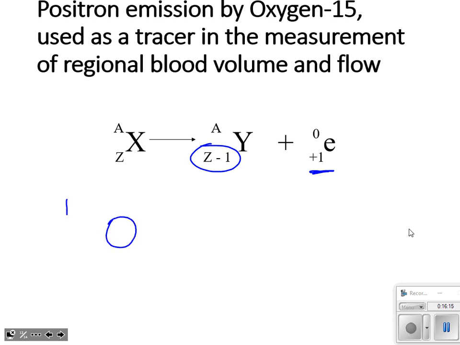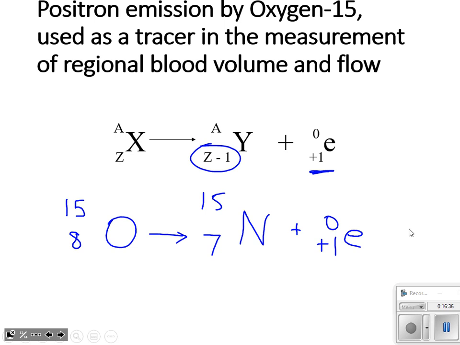So I have oxygen-15. I know oxygen's atomic number is 8. It's going to give me 15, 7. Element number 7 is nitrogen. And I also have this positron given off. And remember that the positron is the positive version of that electron.